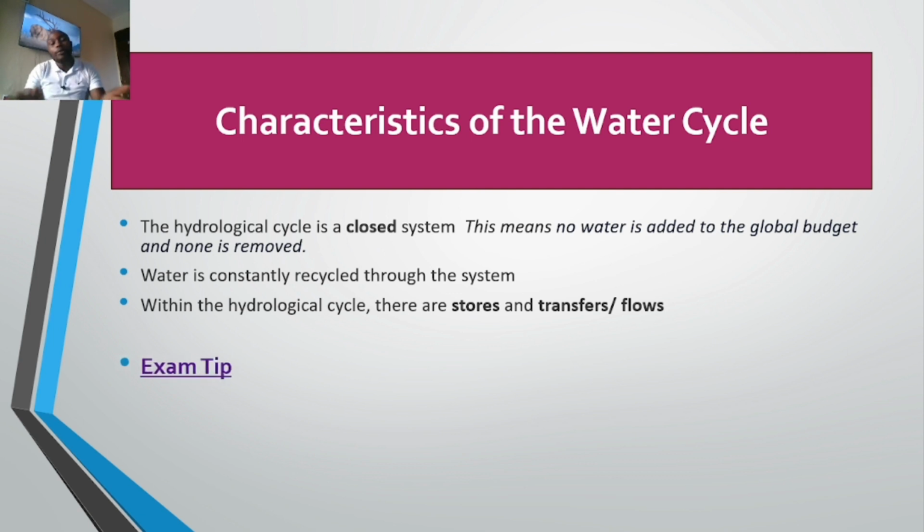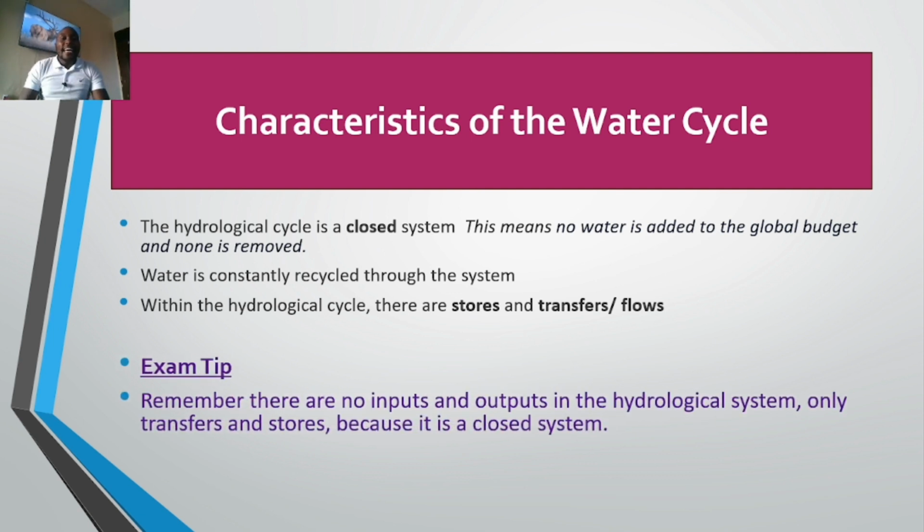But now I wanted to have this exam tip. There are no inputs and outputs in the hydrological system. We only have transfers and stores. Why? Because it's a closed system. That's why I've just explained that there is no input, there is no output. Whatever we have within the hydrological cycle is the stores and the transfers, and that happens within that hydrological cycle. So no water in, no water out. I think it's clear up to that point, right?